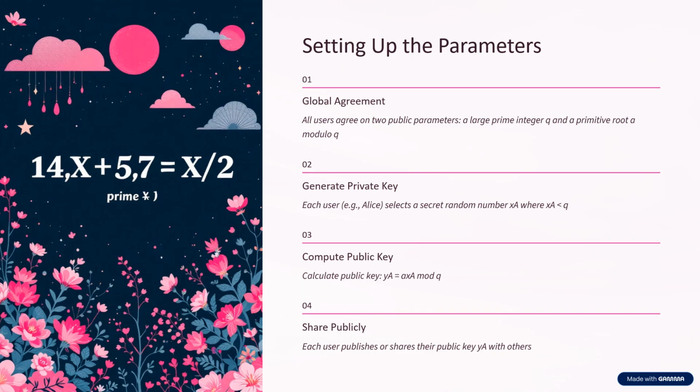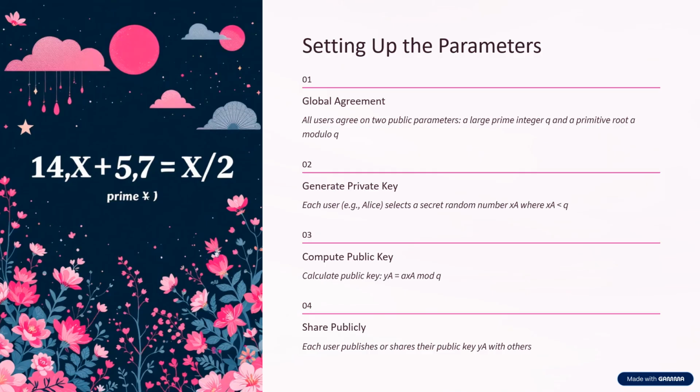Setting up the parameters. Before starting the key exchange, both users must agree on some public parameters. First, all users agree on a large prime number q and a primitive root a modulo q. These values are public and known to everyone. Next, each user generates their private key. For example, Alice chooses a secret number called XA, which must be less than q.